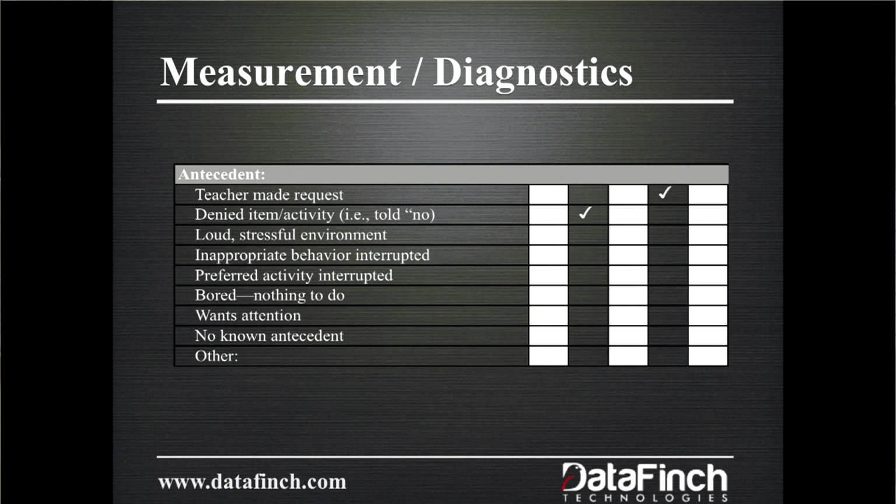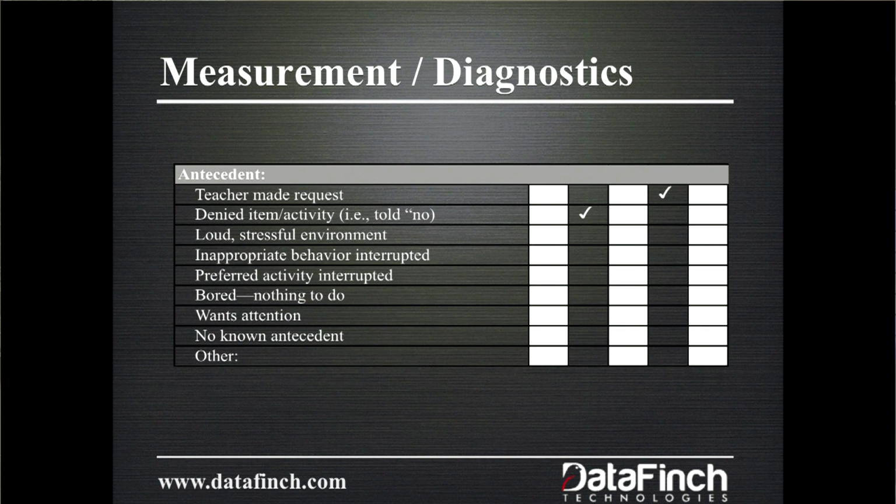In that same event, it appears as though the antecedent was being denied an item or activity. In other words, being told no. So this student wanted something and couldn't have it, and those behaviors resulted. And so in this case, I only checked off one antecedent. Now, you can include more than one. You want to sort of take your best guess. What does it seem the antecedent was to this behavior? Sometimes you might not know. Sometimes it seems like this behavior came out of the blue, but you want to take your best guess.